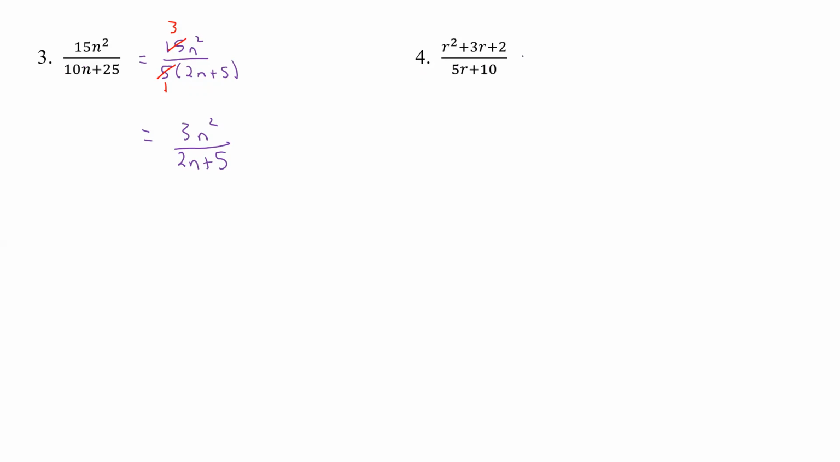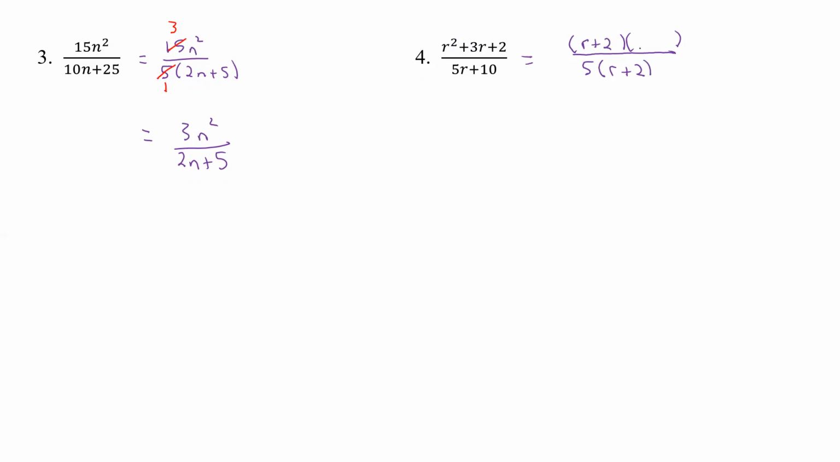Now the next one, we take it up another notch. We have a trinomial over a binomial. That means we're probably going to have to factor that trinomial if we want to cancel anything out. What I'm going to do is the denominator first, because sometimes once you do that, it'll give you a hint of what you can factor in the numerator. So I do the denominator here first. I pull out a 5, and I'm left with r plus 2. Now I see that there are no factors of 5 here, so I'm going to assume one of these is going to be r plus 2, because usually we're going to cancel something out.